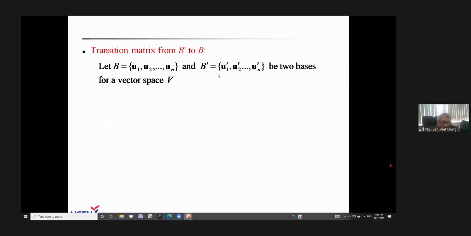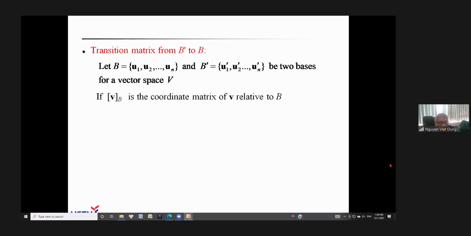Suppose that we are given a vector space V of dimension n, and V has two different bases, B and B prime. B consists of U1 up to UN. B prime consists of U1 prime up to UN prime. That is two different bases for a vector space V.